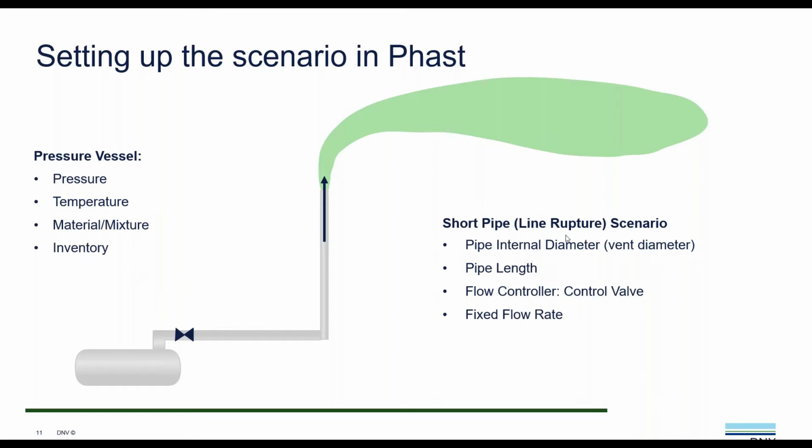Then we set up a short pipe scenario. Underneath the equipment item, we will specify the pipe internal diameter, which will be the same as the vent diameter, and the pipe length. If you know the flow rate, so if you know that fixed flow rate coming out from the vent, then you can set up a flow controller control valve option and define your fixed flow rate.